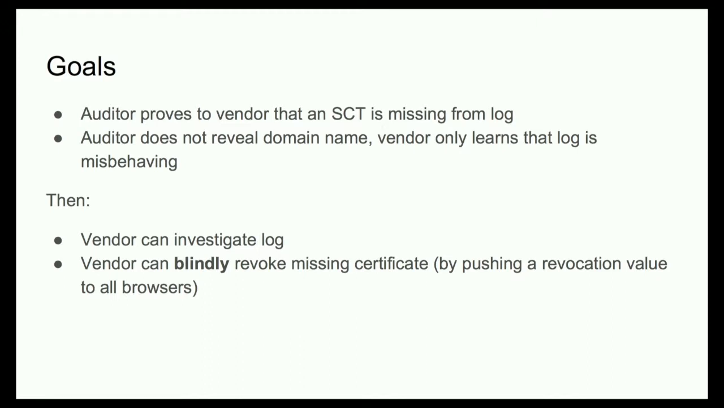We have an additional tweak to our main protocol that allows the verifier to blindly revoke a missing certificate. So once you have this SCT that's been excluded from the log, you can prove to Google that you have this SCT. Google learns that there's an SCT missing, but doesn't learn what website it corresponds to. And it gets this kind of magical ability to blindly revoke the certificate. So it can push out some information to every Chrome browser that says, hey, there was an SCT that's been excluded from the log.